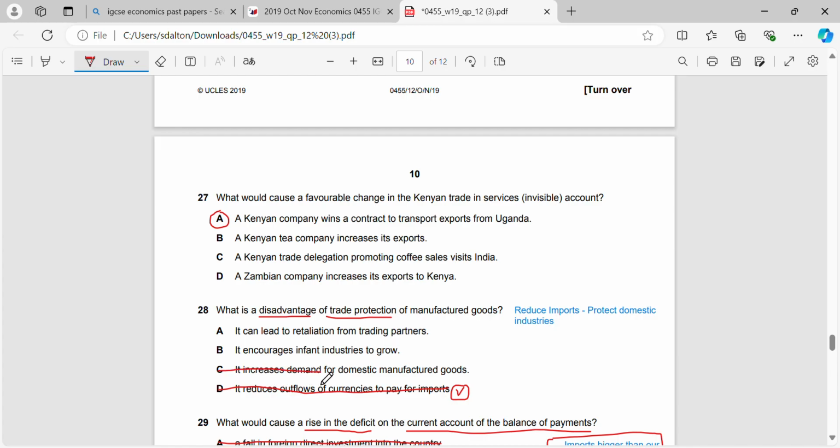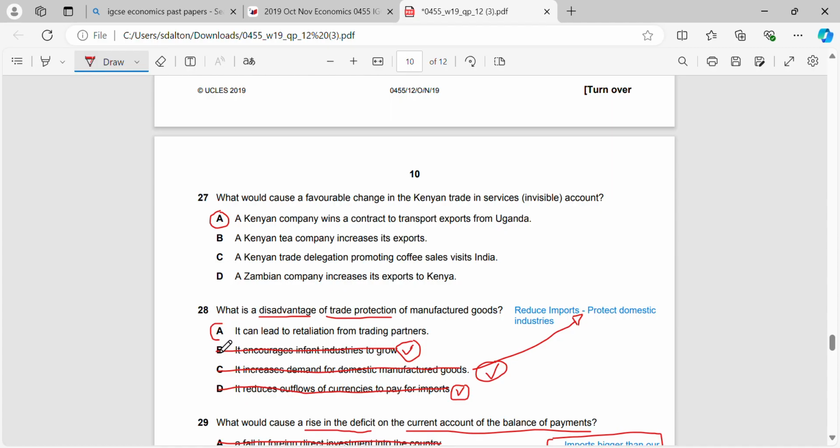Increases demand for domestic manufactured products. Same thing as I've just said here. That is the aim of using trade protection. We want to increase the demand domestically. Encourages infant industries to grow. The same thing. That is another aim of the trade protection techniques. We want to encourage the infant industries in our own country to increase.